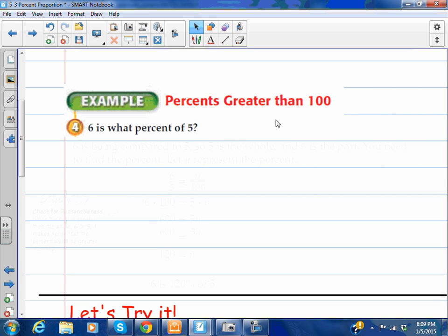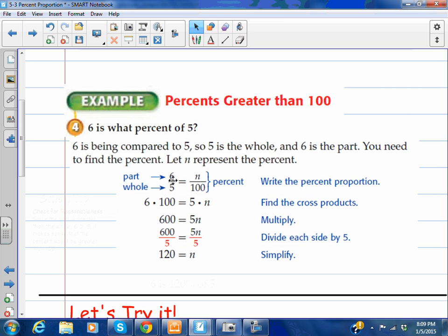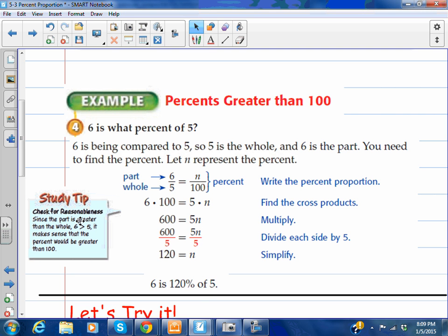Okay, percent's greater than 100. This is possible. Like you can get more than 100% on a test or quiz or something. So 6 is what percent of 5? 6 is being compared to 5, so 5 is the whole. 6 is the part. You need to find the percent, so you let n represent it, or p, or whatever you want. Set it up. 6 is. Okay, so you need to remember that that's the part out of 5. How much out of 100? Cross products, continue on. Divide to get your variable alone. So 6 is 120% of 5. The reasonableness is, since the part is greater than the whole, 6 is greater than 5, it does make sense for it to be more than 100%.